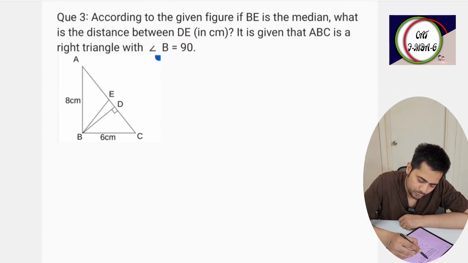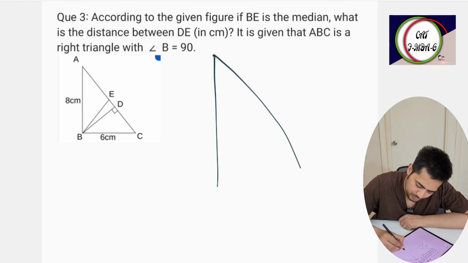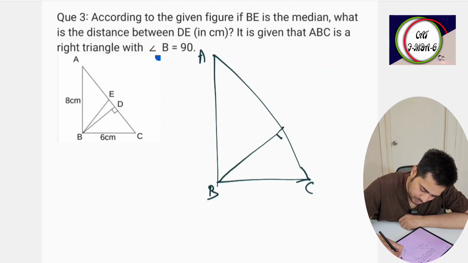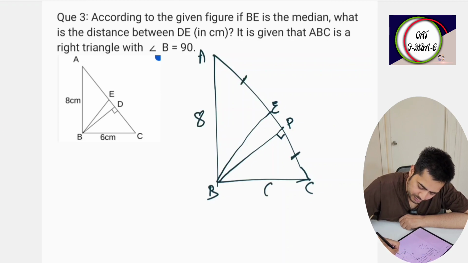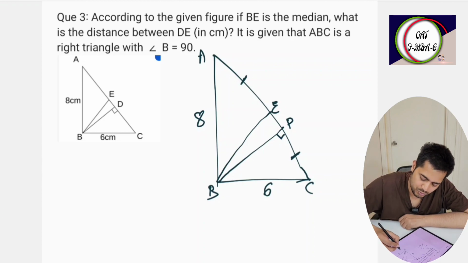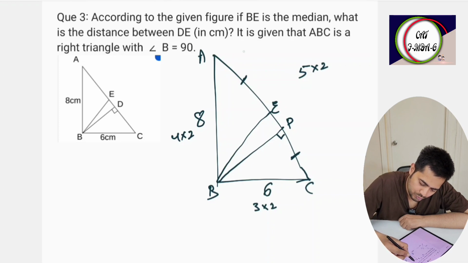According to the given figure, if BE is the median, let me draw a bigger figure. So A, B, C and D. BE is the median, so this is equal to this. This is 8, this is 6. So I told you the 3 4 5 triplet. This is 3 into 2, this is 4 into 2, so this will definitely be 5 into 2. So this whole length is going to be 10.